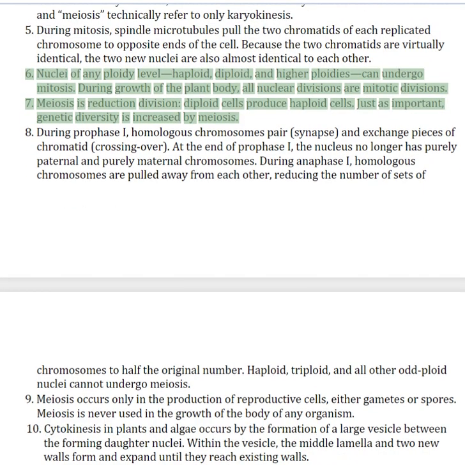6. Nuclei of any ploidy level, haploid, diploid, and higher ploidies, can undergo mitosis. During growth of the plant body, all nuclear divisions are mitotic divisions. 7. Meiosis is reduction division. Diploid cells produce haploid cells. Just as important, genetic diversity is increased by meiosis.